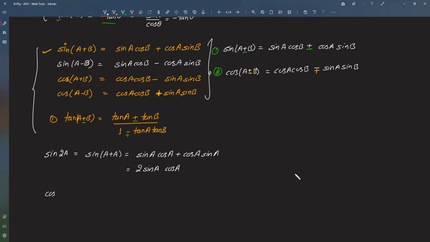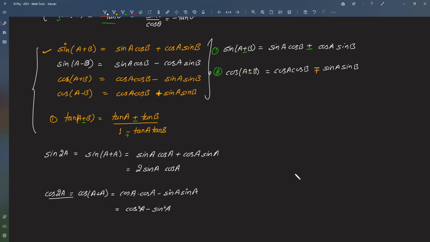Coming to cos, cos 2A will be cos A plus A. And if you apply the cos A plus B formula, it will be cos A cos A minus sin A sin A, right? So that is nothing but cos square A minus sin square A. That's what cos 2A is.